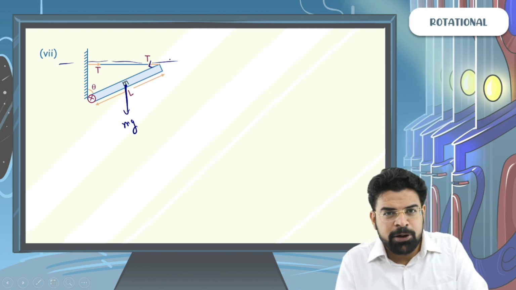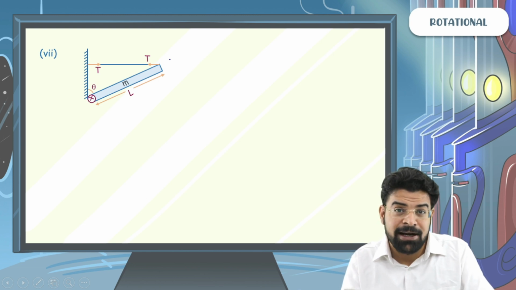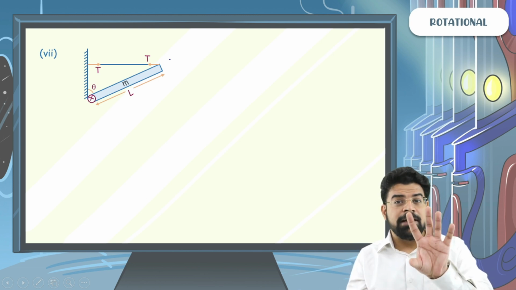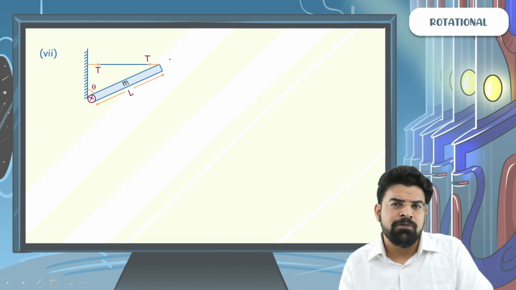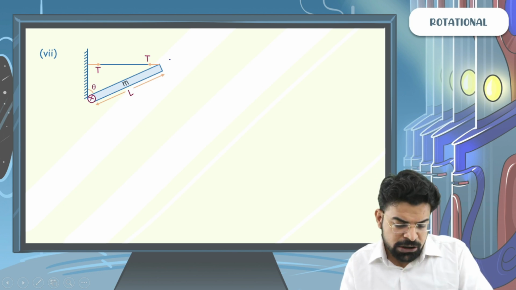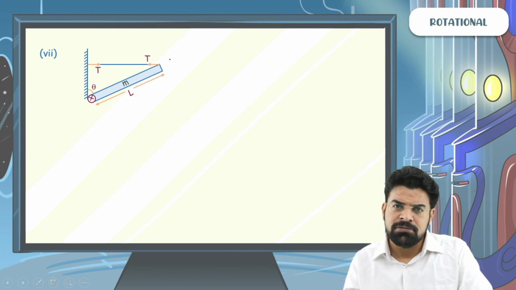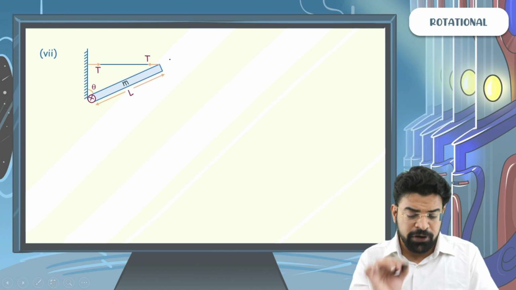If you would have been present in a live class, I would have asked you in which way I should write the torque balance: force times length perpendicular or length times force perpendicular. But since we are not there, I will do alternate methods in different questions. So here this time let's use force times length perpendicular. So extend the line of action of each force.